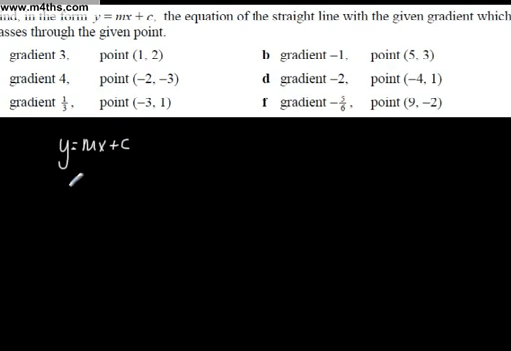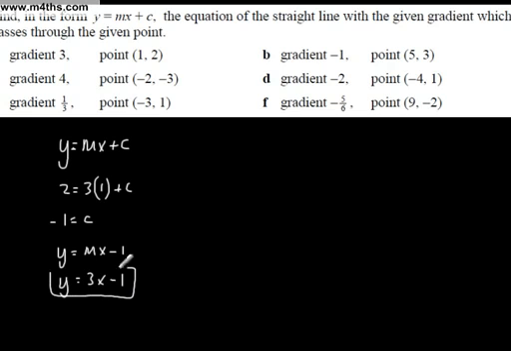So we can write the y-coordinate, 2, is equal to the gradient, which is m, and then x. The point x is 1. So 2 is equal to 3 plus c, subtracting 3 from both sides, minus 1 is equal to c. So we can write this line as y is equal to mx plus c, with c being minus 1, and our m is 3, so y is equal to 3x minus 1. So that is the equation of a straight line through those points.